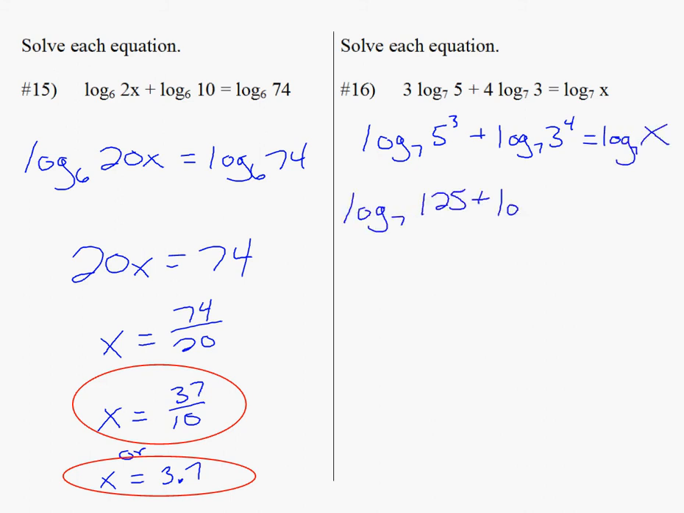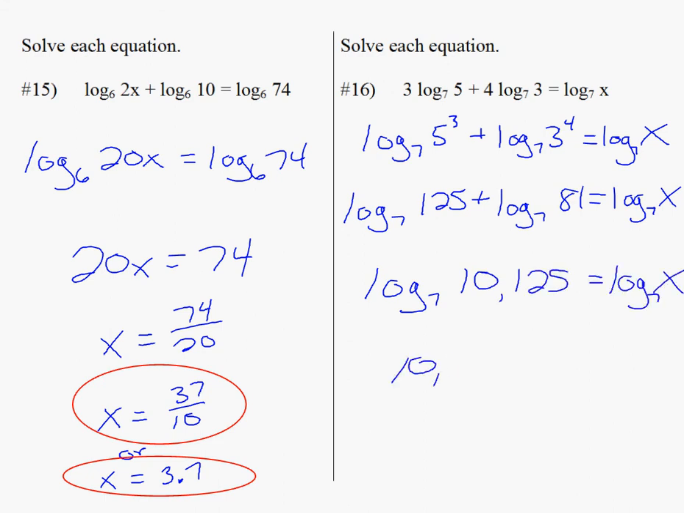5 cubed is 125, 3 to the 4th is 81. Now using the product property, since I'm adding logarithms, I multiply my arguments. Therefore, x is 10,125.